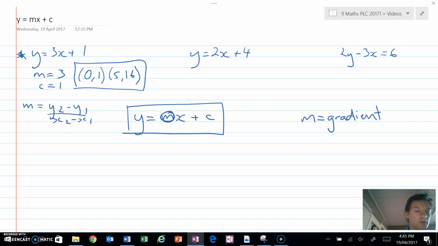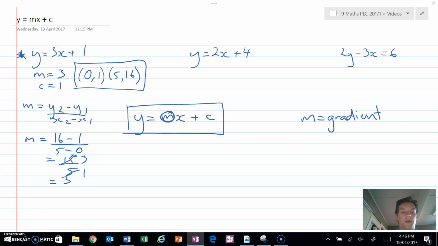So first of all, y2 is 16 and y1 is 1. x2 is 5 and x1 is 0. So that can be simplified to be 15 over 5. 5 goes into 15 3 times and it goes into itself once. So there we have it, m equals 3.